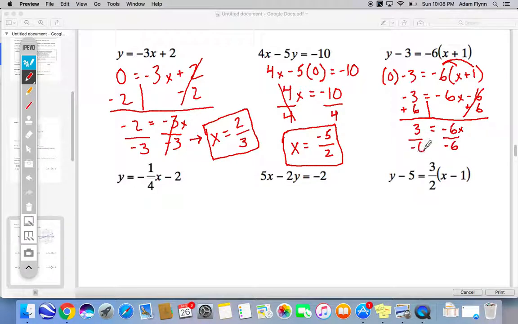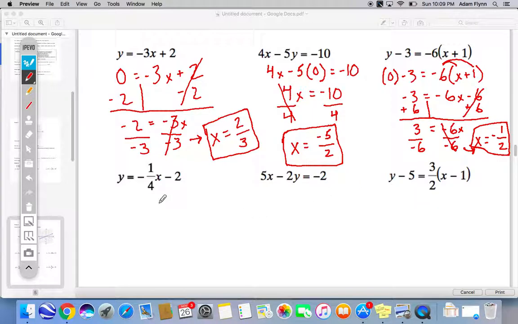on both sides. So the negative 6's cancel, so I'm left with x equals 3 divided by negative 6. Well, 3 and negative 6 are both divisible by 3, so I know I can rewrite this as negative 1/2. So that would be my solution for my x-intercept.